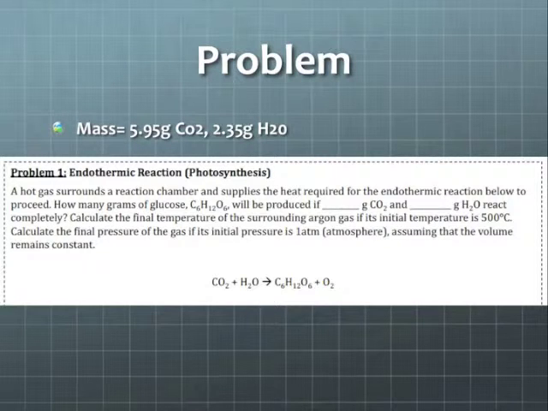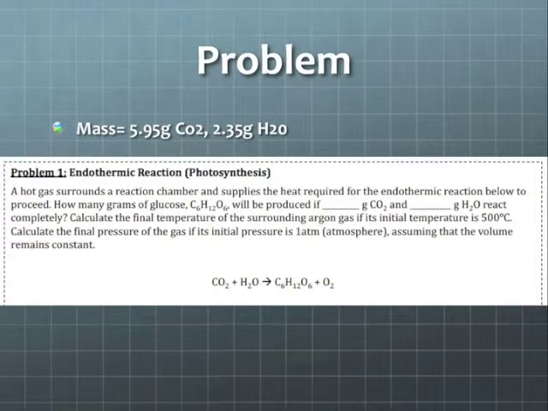The problem states a hot gas surrounds a reaction chamber and supplies the heat required for the endothermic reaction below to proceed. How many grams of glucose, C6H12O6, will be produced if 5.95 grams of CO2 and 2.35 grams of H2O react completely? Calculate the final temperature of the surrounding argon gas if its initial temperature is 500 Celsius. Calculate the final pressure of the gas if its initial pressure is 1 atmosphere, assuming that the volume remains constant.